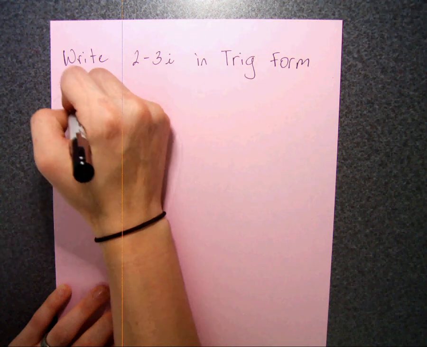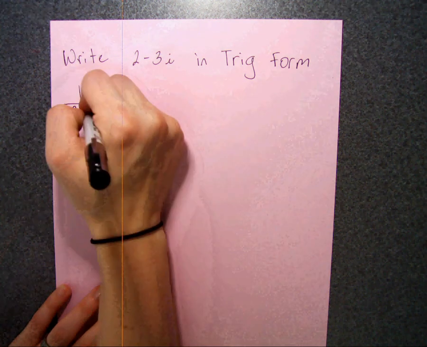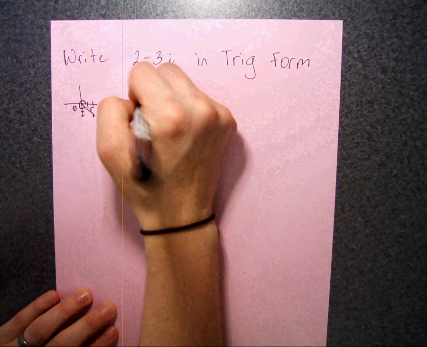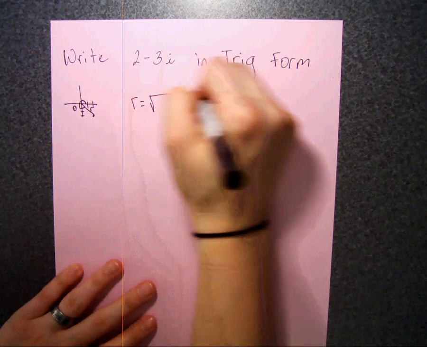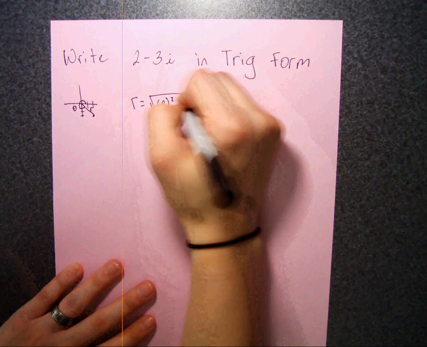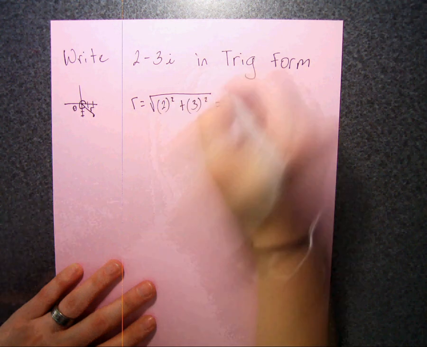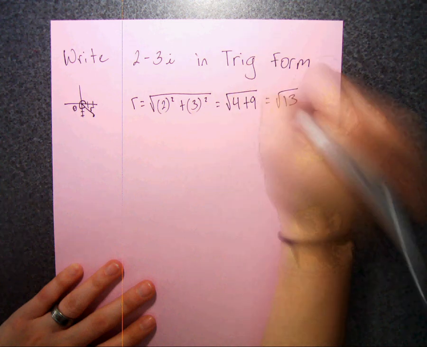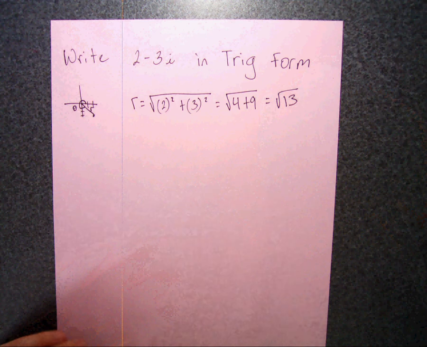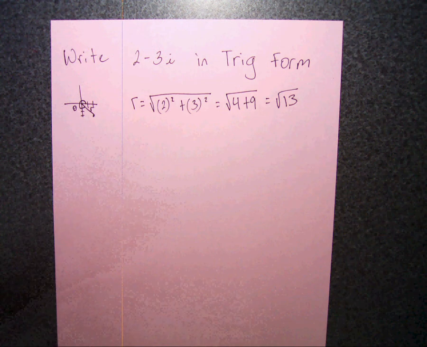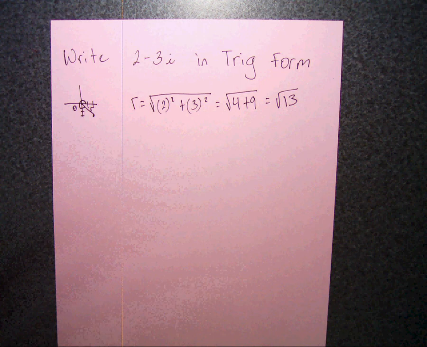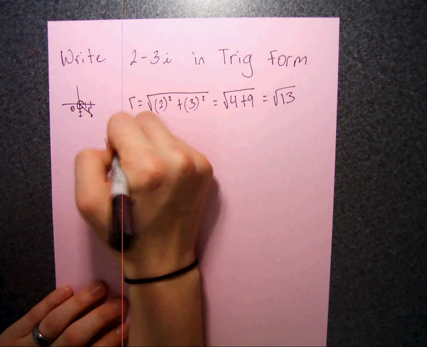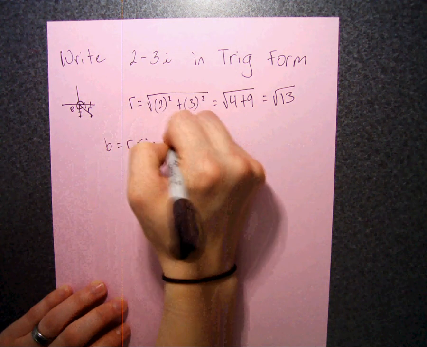r is going to be the square root of 2 squared plus 3 squared, which is going to be equal to the square root of 4 plus 9, which will be the square root of 13. And so to find theta, I can either use sine or cosine. It doesn't matter. I'll use sine for this problem. So I know that B is equal to r sine of theta. You could use cosine, but I'm going to use sine. I know what B is. What is B in this case? It's negative 3, right?